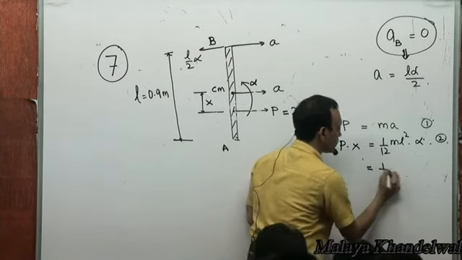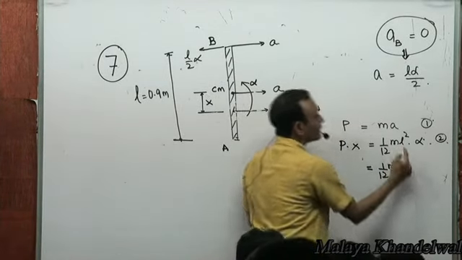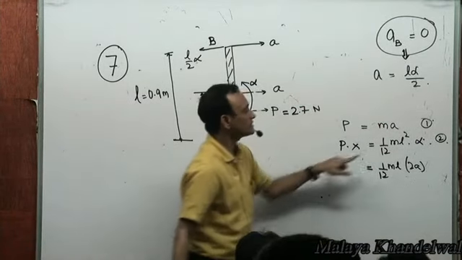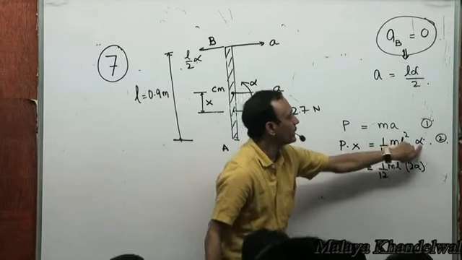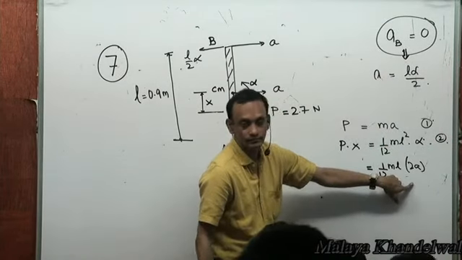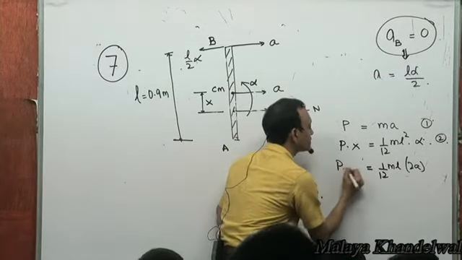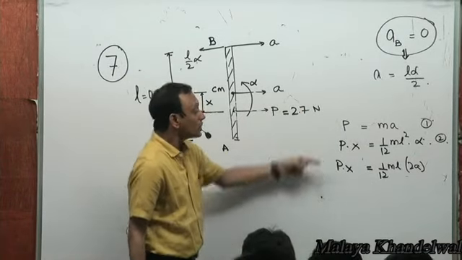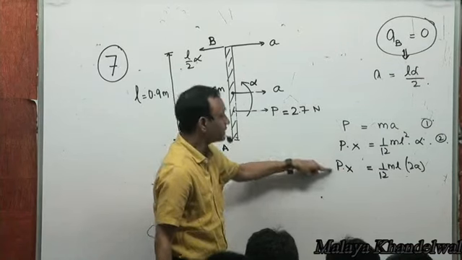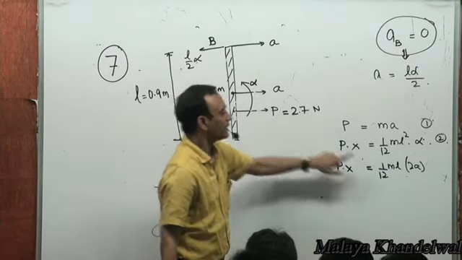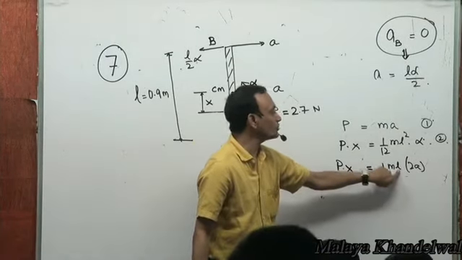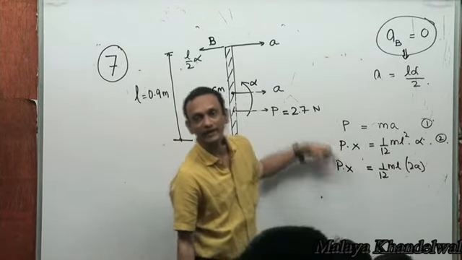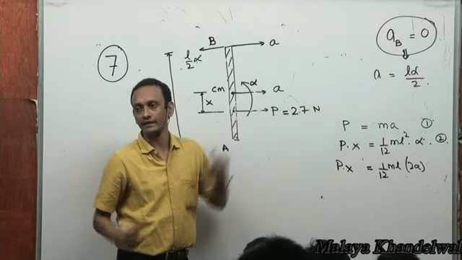So this can be written as 1/12 ml into L alpha. L alpha is 2A. See, 1/12 ml into L alpha, L alpha I have written as 2A here. Right? That's P into x. And in order to find x, what would I do? I divide this by this. A will get cancelled. L is known to me. M will get cancelled. And I'll have the value of x. If I divide this by this, I'll get the value of x.